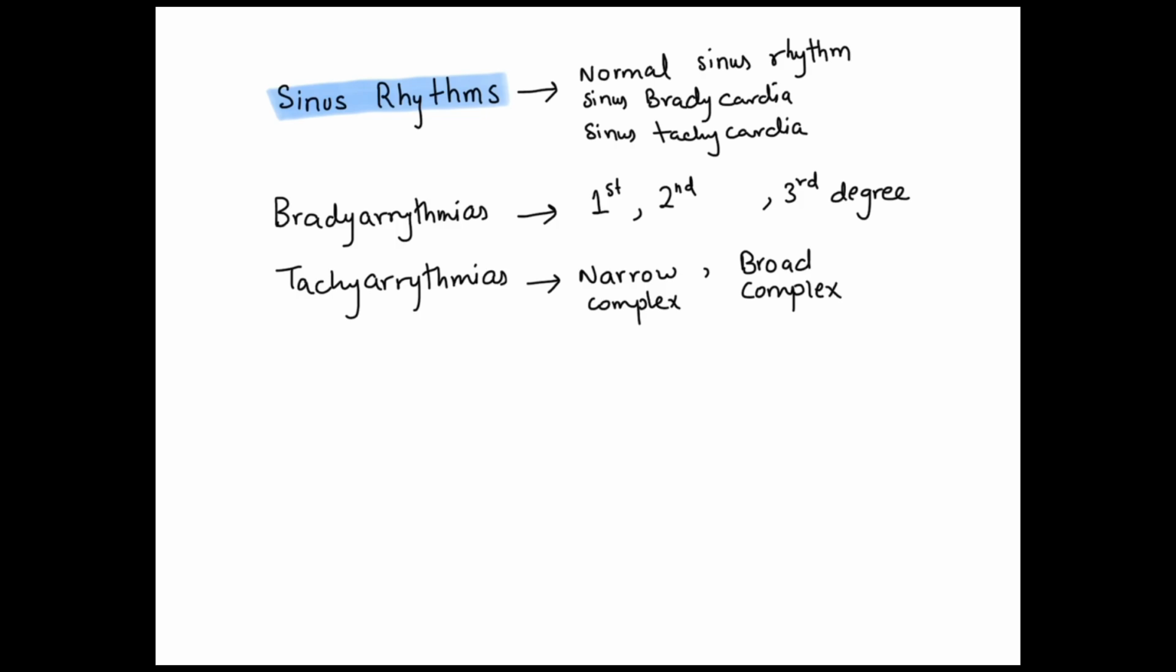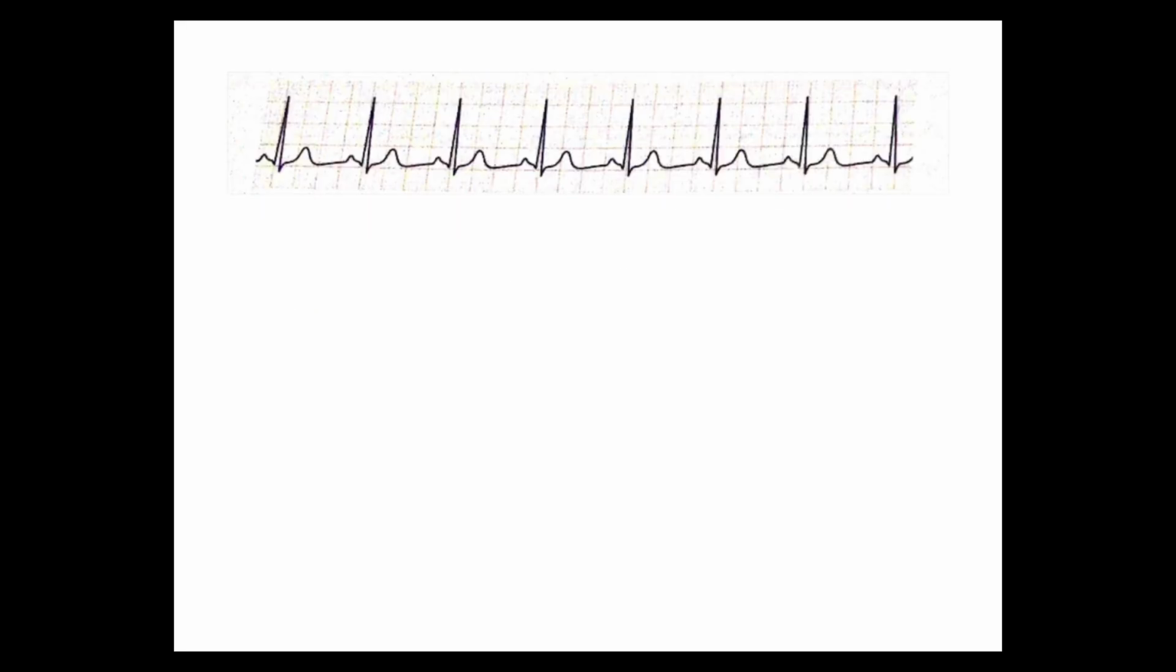For the sinus rhythm, we have different categories. It could be normal sinus rhythm, sinus bradycardia, or sinus tachycardia as well. The next thing is bradyarrhythmias, in which we have first degree heart block, second degree heart block, in which we have two categories, type 1 and type 2, and then third degree heart block, which we can also call complete heart block. And moving on to tachyarrhythmias, we can have narrow complex and broad complex, and there are many further types in it, which we will be discussing in further videos, as it is not possible to talk about all of them in one go.